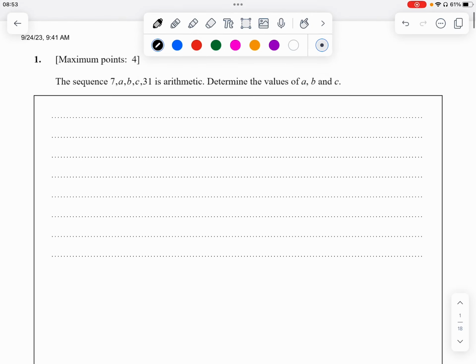So welcome. These are some past paper questions based upon series and also a bit of induction. So we shall start solving them.